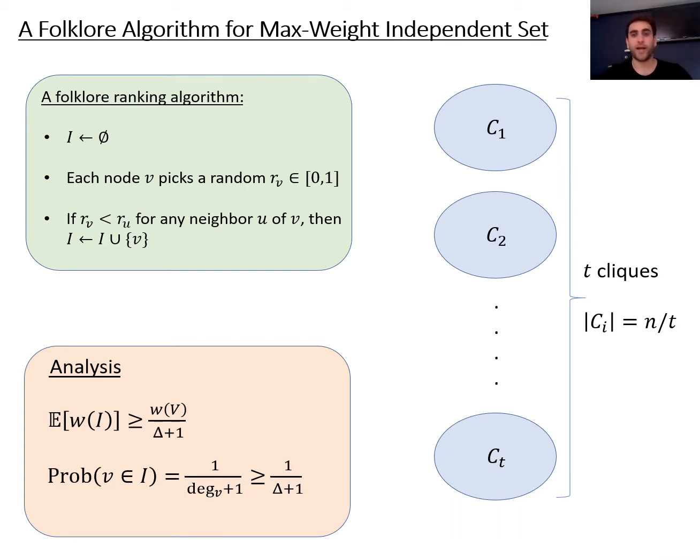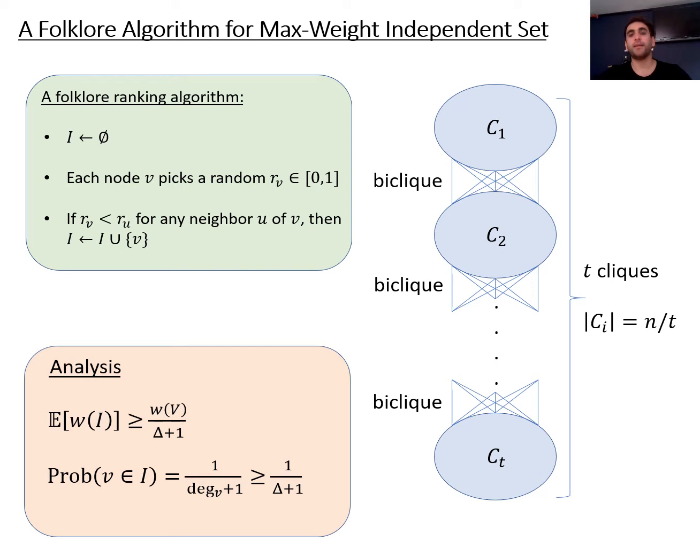Okay, so we have here a graph, and the graph contains t cliques, C1, C2, up to Ct. All the cliques are of the same size, so the size of each Ci is n over t because we have n nodes in the graph, and here we have t cliques. And for any 2 adjacent cliques, we connect them by a biclique, where biclique means a full bipartite graph. So that's the construction. Now I want to show you that there is a non-negligible probability in which this algorithm doesn't return the expected guarantee on this construction.